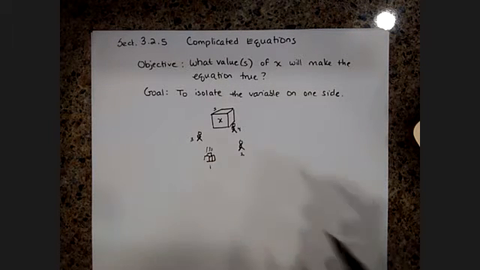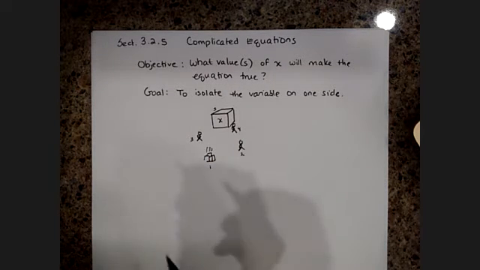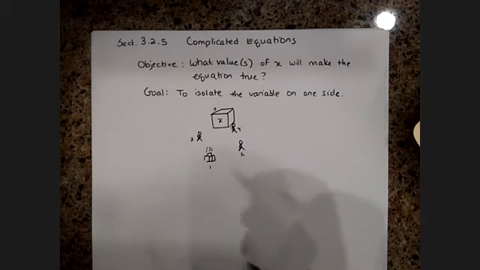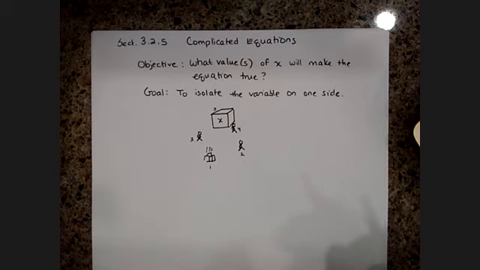Well, the same is true with a variable in an equation. We have to get rid of the obstacles, the things that are protecting our variable, and isolate it so that we can see what it equals.